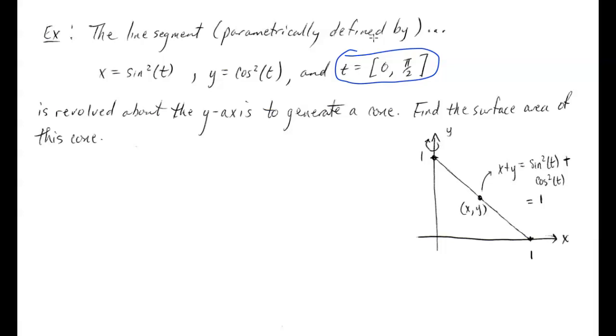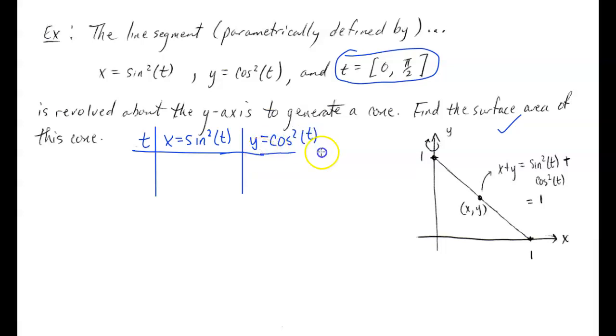Now, the first thing that we need to do is talk about what x equals sine squared of t and y equals cosine squared of t is going to look like from t equals 0 to t equals pi over 2. Now you see here I have this line that has a negative slope, and I'm going to show you how we actually get that. So here, if we just make a column with t, and then we say x is equal to sine squared of t, and then y is cosine squared of t, and we'll say 0, pi over 2.